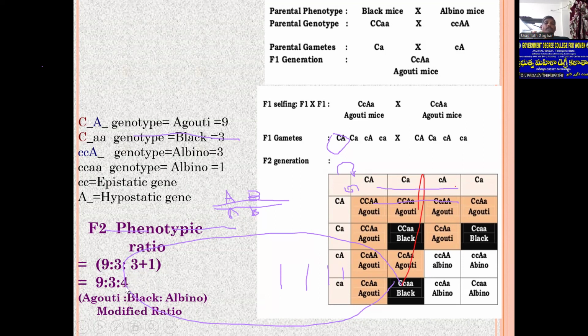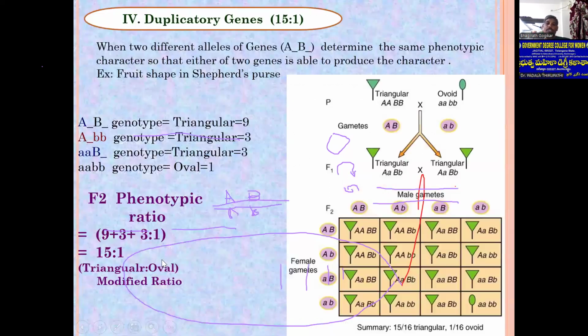3 plus 1 becomes 4. 9:3:4, a good example for recessive epistasis. Is it clear? Here small c is the epistatic gene and capital A is the hypostatic gene. So based on that, you can clearly focus on these 3 genotypes and apply this gene action phenomenon, and see what different ratio is obtained in the F2 generation.